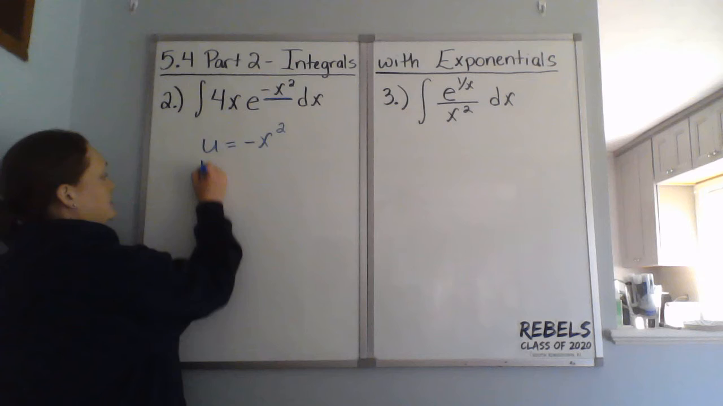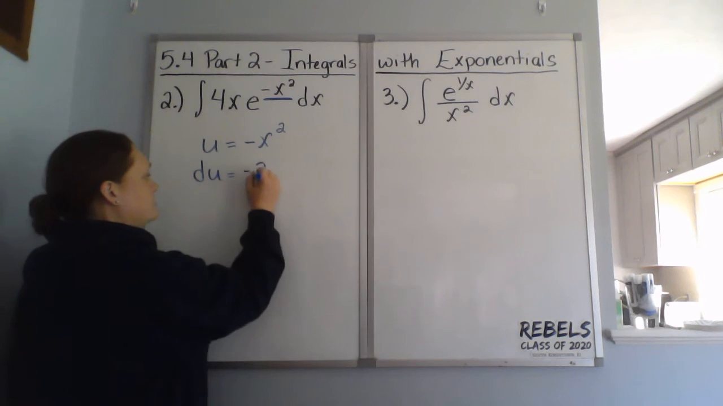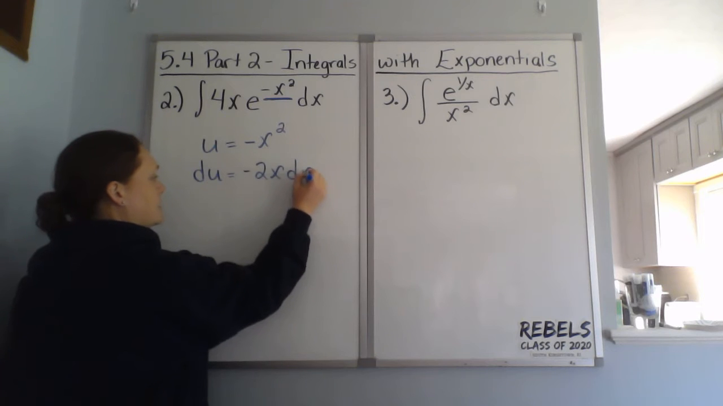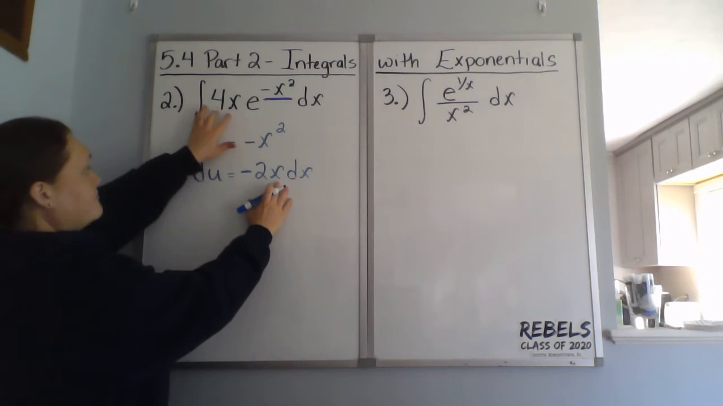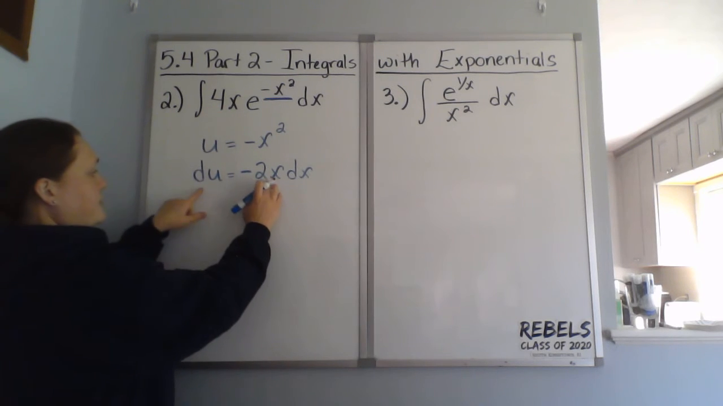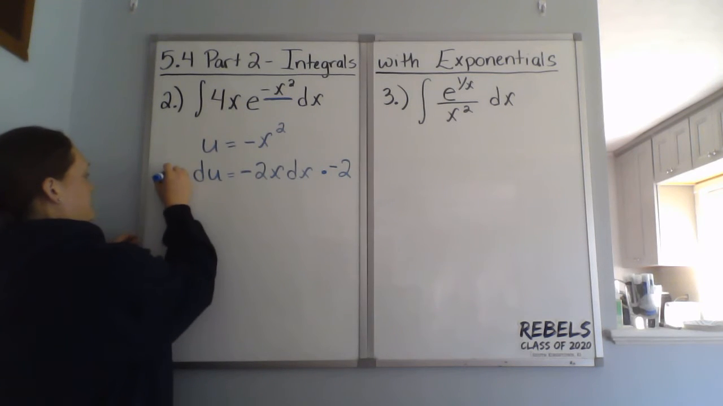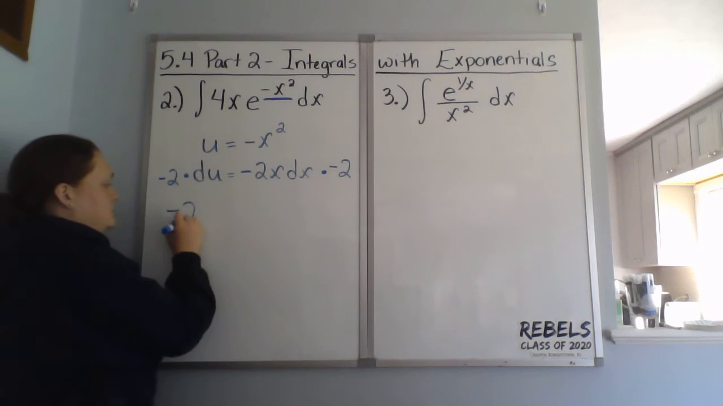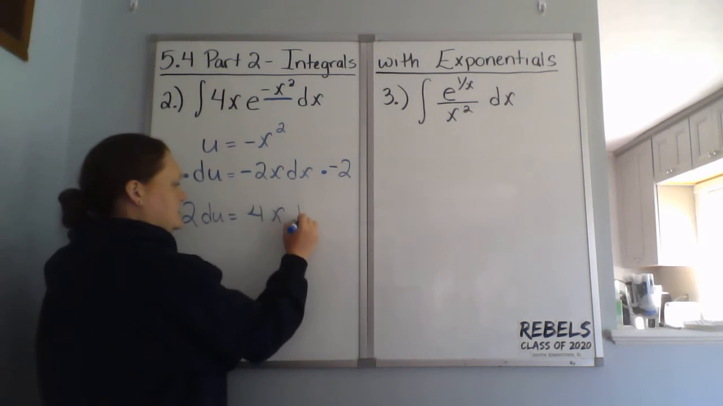Now I want to find my derivative, my du. The derivative of negative x squared is negative 2x dx. That negative 2x kind of matches up with this 4x, but to get those to be the same, I have to take this whole thing and multiply this by negative 2, multiply this by negative 2. So I'm going to have negative 2 du is equal to 4x dx.